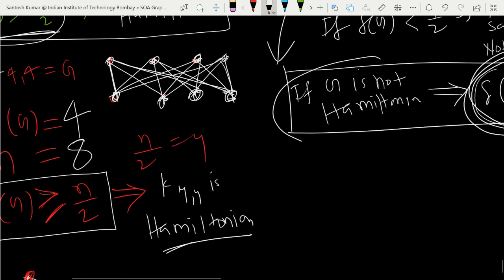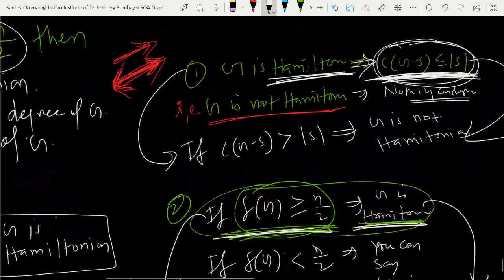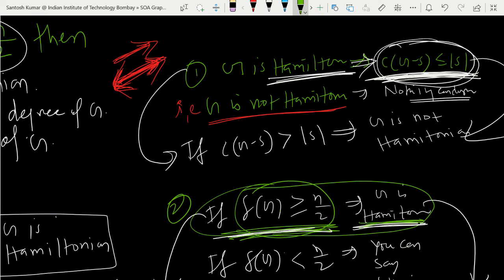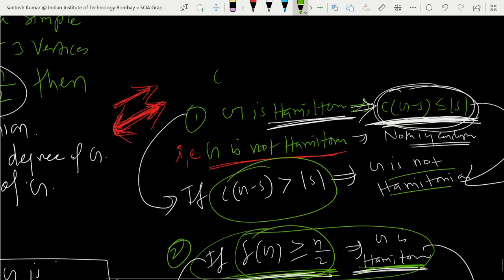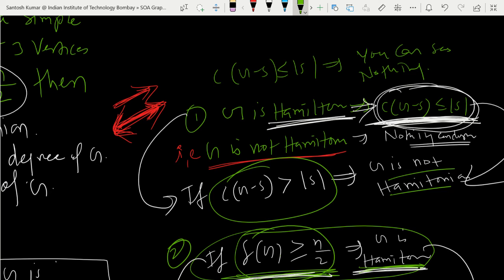Look, I've written it here. If this holds, then you can guarantee something. But if that holds, then you can say nothing. Like if you have G minus S less than or equal to mod S, then you can say nothing. So you might be getting this stuff. What is happening? This is just a one-way situation. That's why it is happening.